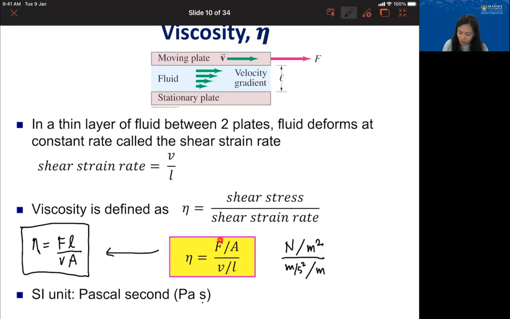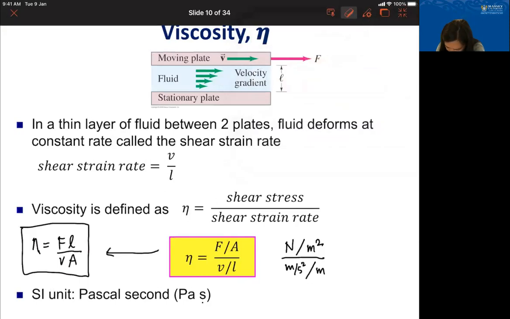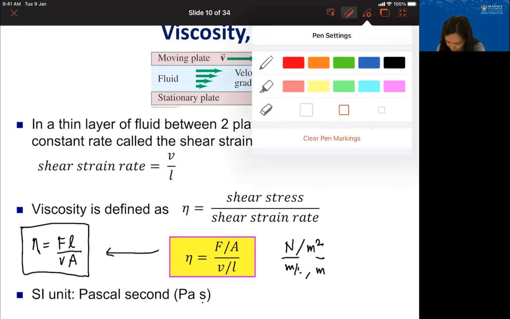It was written this way just to show that shear stress is force over area and shear strain is equal to velocity over length. But of course, I think you're right. This is a much simpler equation to deal with. So use this equation for viscosity. Oh, sorry, the unit for velocity should just be meters per second, not meters per second squared.